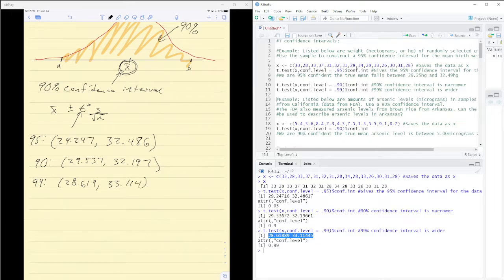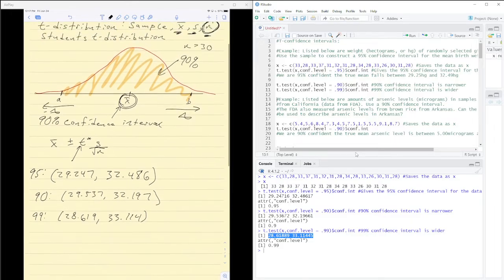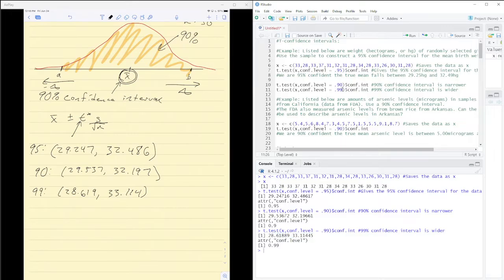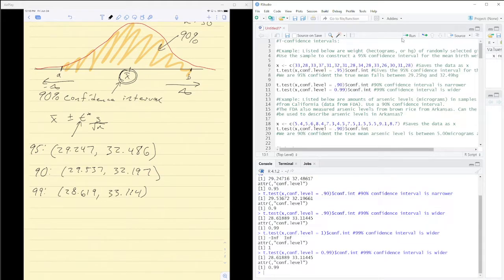33.114. The extreme case would be, what if you want it to be 100% confident? Well, the only way to be 100% confident is if your interval is negative infinity to positive infinity. So if we changed this 99 to 100, or that would be just 1, we are 100% confident that the true mean is between negative infinity and infinity. That's the only range we could give to be 100% confident. So you never see a 100% confidence interval because it's always negative infinity to infinity.